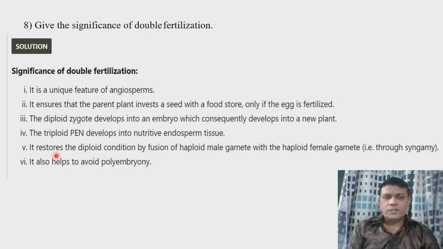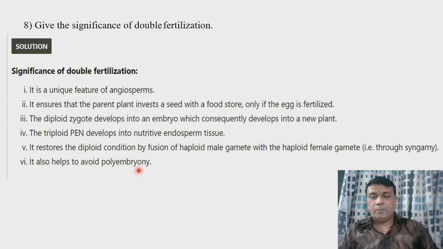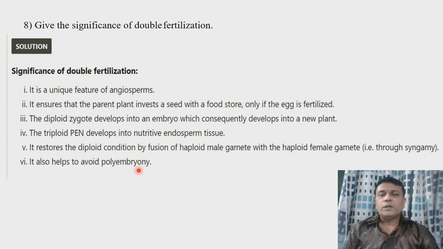Then double fertilization restores the diploid condition by fusion of haploid male gamete with a haploid female gamete. That is first fertilization or syngamy. Then it also helps to avoid polyembryony. Now polyembryony means formation of more than one embryo. So you will have to write any 4 points from the given answer, and here a diagram is not necessary.